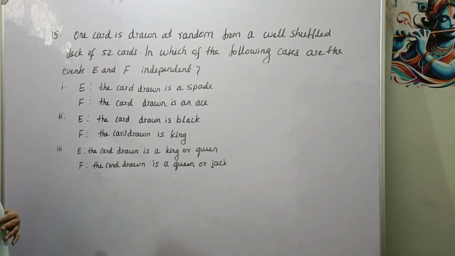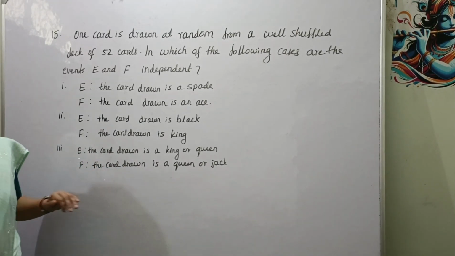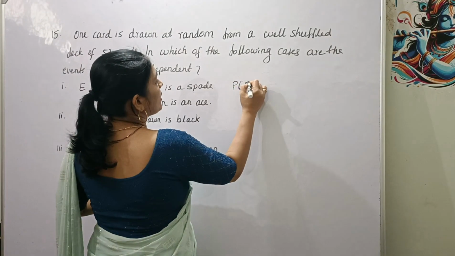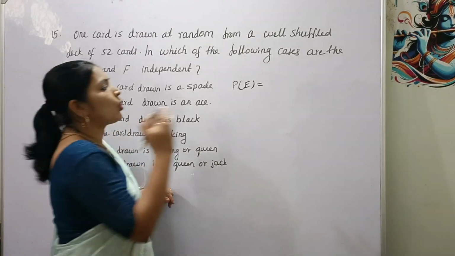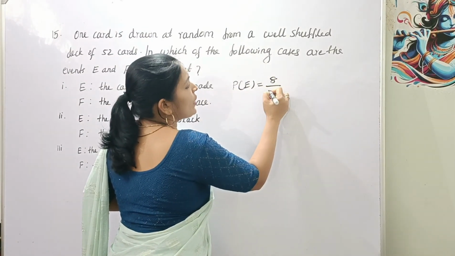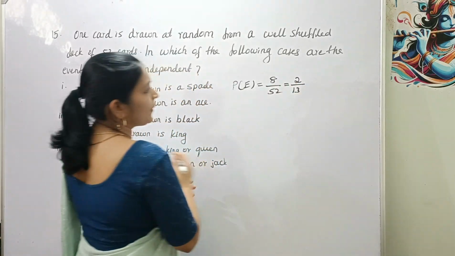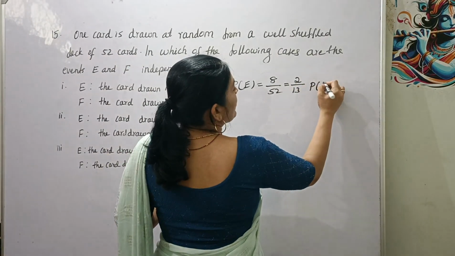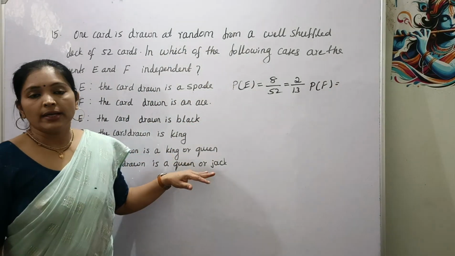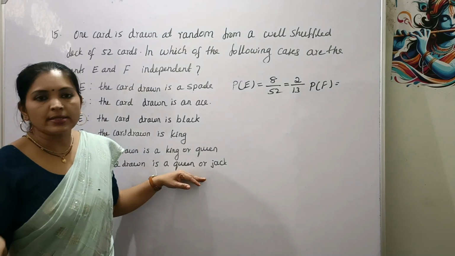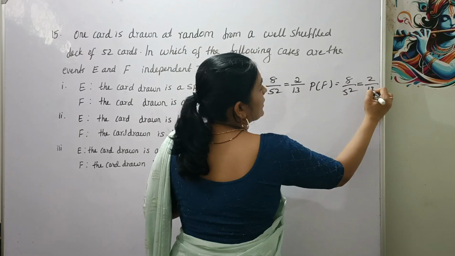Third one, E is the event the card drawn is a king or queen. F is the event the card drawn is a queen or jack. So here probability of E is equal to, there are 4 king cards and 4 queen cards, therefore total 8. Therefore probability of E is equal to 8 by 52, that is equal to 2 by 13. Then probability of F: F is the event the card drawn is a queen or jack. There are 4 queen cards and 4 jack cards, total 8. So 8 by 52, that is equal to 2 by 13.